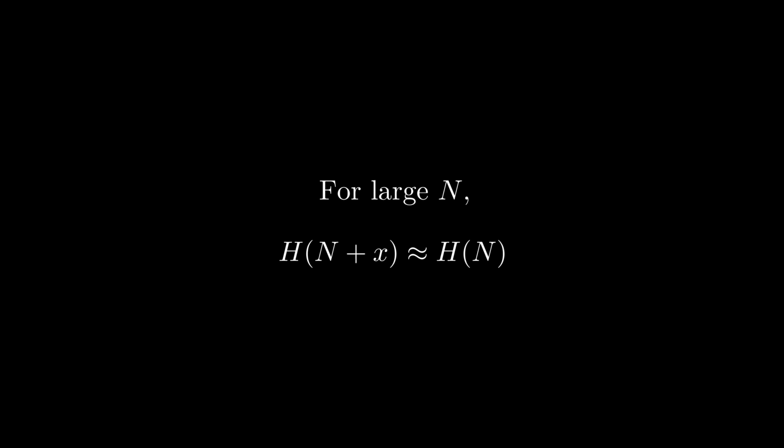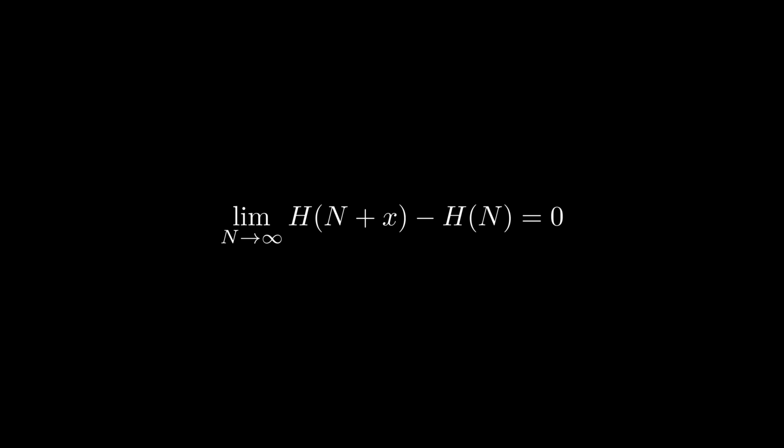Alright, now it's time to put everything together. We'll start with our almost equality for large n, and we'll rearrange the terms a bit to say that their difference is pretty much 0. Now, the more precise way to explain what's happening is with limits. Since the difference gets smaller and smaller as n gets larger and larger, the limit as n goes to infinity of this difference is precisely equal to 0.